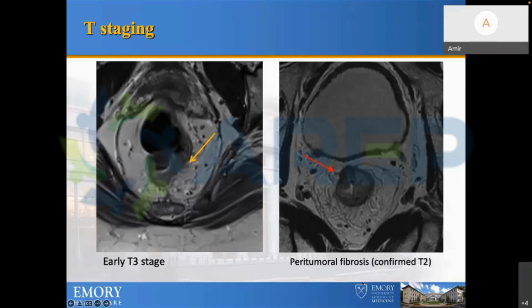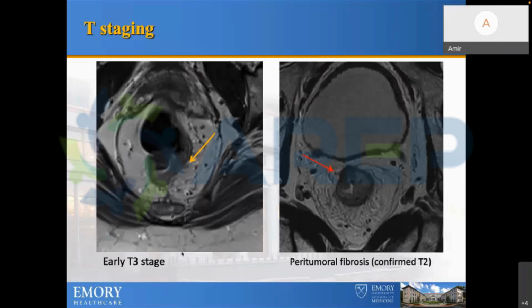And that's actually okay, because there's not much of a difference between the management. If the patient has an early T3 stage, usually they proceed with surgery, as opposed to a patient who has a peritumoral fibrosis, which is a T2 stage. So traditionally, we used to say this needs CRT, this needs surgery, but nowadays, a lot of early T3 stages are being referred to surgery because their actual prognosis is not that much different.